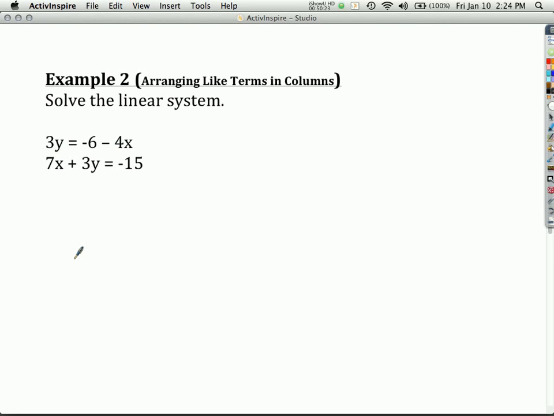Got 5 ideas? 6 ideas? Sebastian? Yeah, simply if we add 4x to both sides, this will jump from here to over here, and the sign will flip, but then it'll be lined up. So this will turn into 4x plus 3y equals -6.